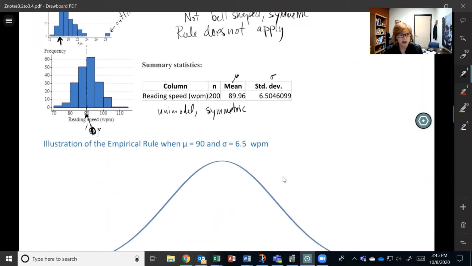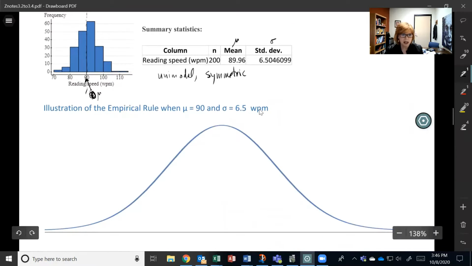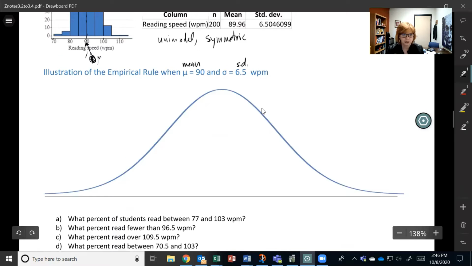We are going to do an illustration of this rule when my mean, mu, is 90, which rounded to 1 decimal place is 90, and my standard deviation, sigma, is 6.5. All right, so this is actually a normal curve, the normal distribution, which at some point we'll talk about.